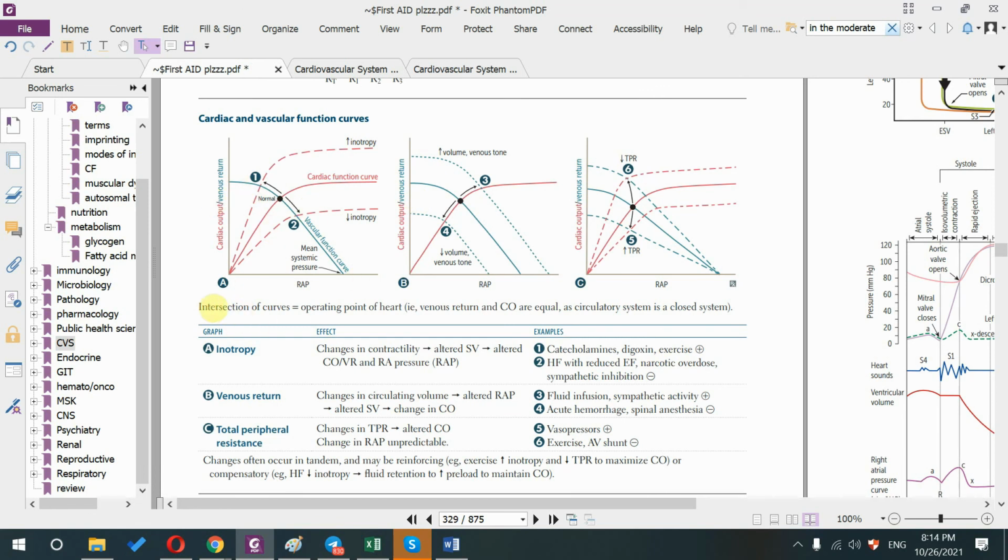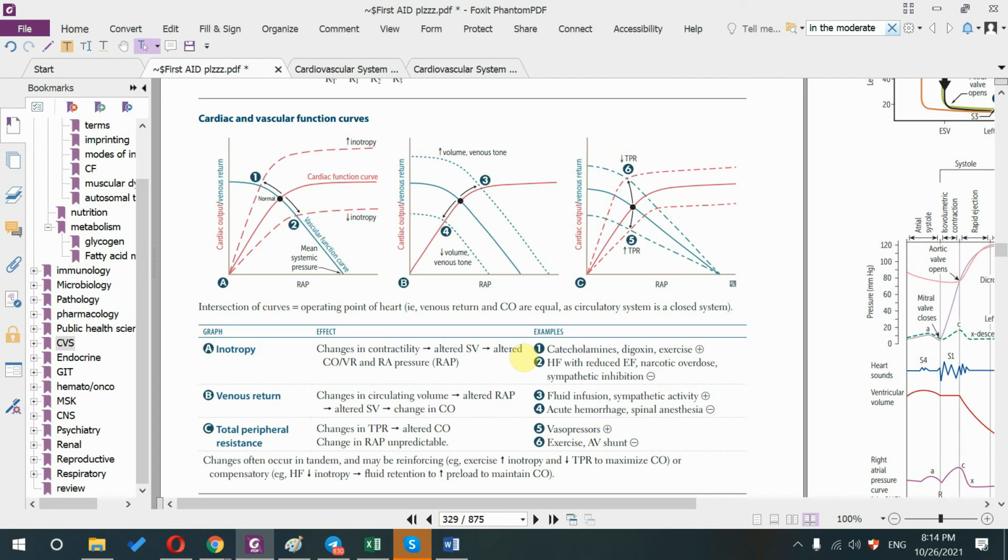The intersection of the curves, which is this point, is the operating point of the heart, where the venous return and the cardiac output will be equal, as the circulatory system is a closed system. What does that mean? Since your heart chamber and your cardiovascular system basically give to each other, it's a closed system. It does not contact anything from the outside. So the cardiac function curve and the vascular function curve must intersect with each other because it's a closed system.